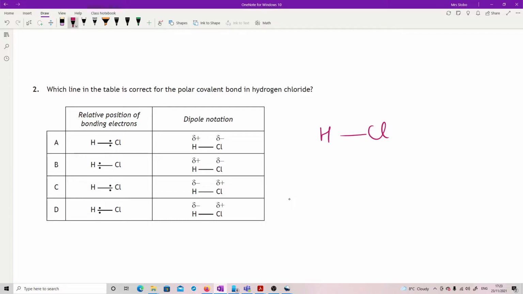Cl has a much higher electronegativity, so that means the electrons are going to spend a lot longer across with the chlorine, which means if there's more electrons on this side, this is the one that gets the delta minus, and the hydrogen gets the delta plus, which means just looking for the dipoles on this one, that's the one that works.